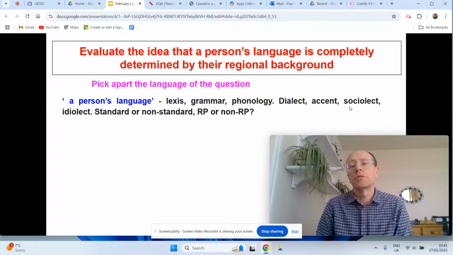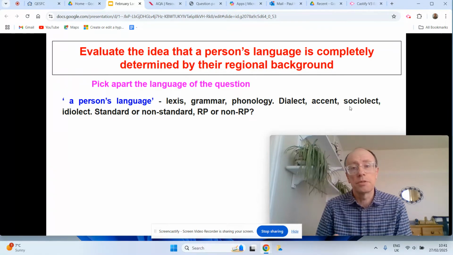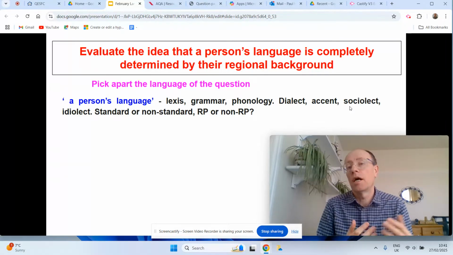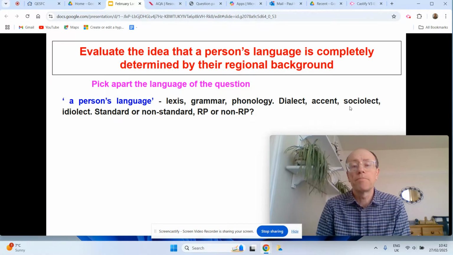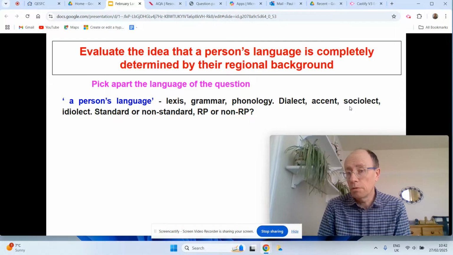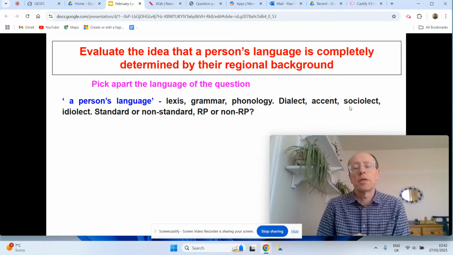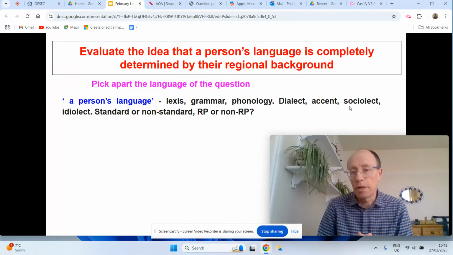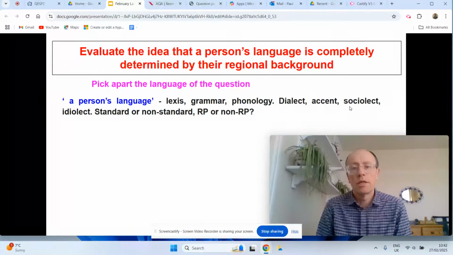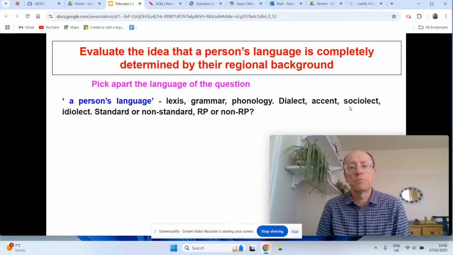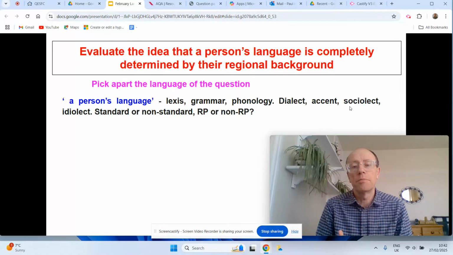It will show elements surely of dialect, i.e. a person's regional grammar and vocabulary choices, accent, whether that be RP, received pronunciation, or non-RP. Language will also be connected with the social groups that people belong to, i.e. you will use socialects. And then you've got idiolect. Who are you calling an idiolect? Idiolect, meaning somebody's unique fingerprint of language. When we're talking about language, language can be either standard or non-standard. It can be RP or non-RP. So it's a complicated element.